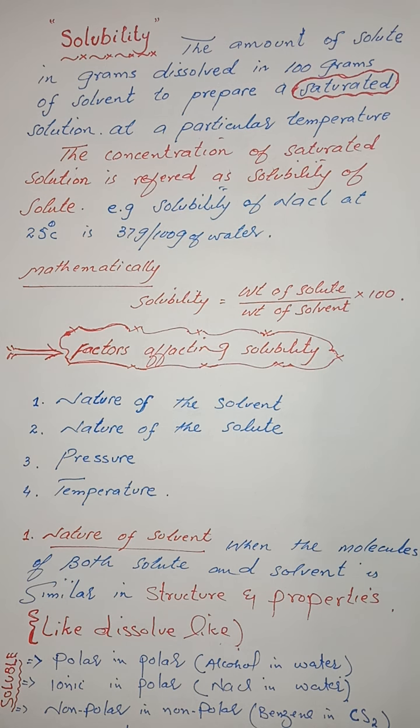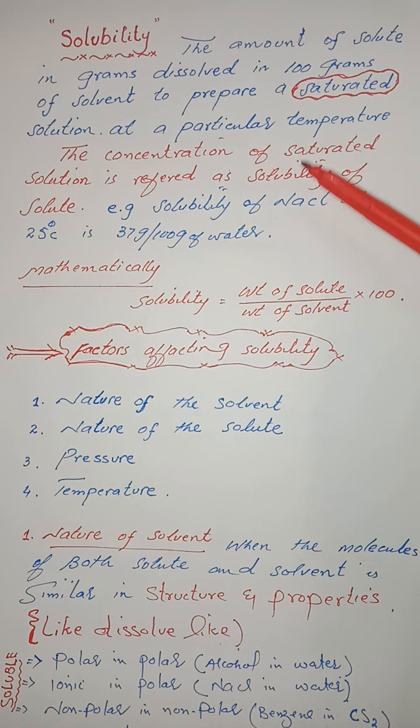Let's take another example. Sodium thiosulfate has a solubility of 119 gram at 25 degrees centigrade. Then it means that when we take 100 gram of water, the maximum amount of sodium thiosulfate which can be dissolved by that 100 gram of water is 119 gram. After that, at the same temperature, if further sodium thiosulfate is added, it will not dissolve and will settle at the bottom.